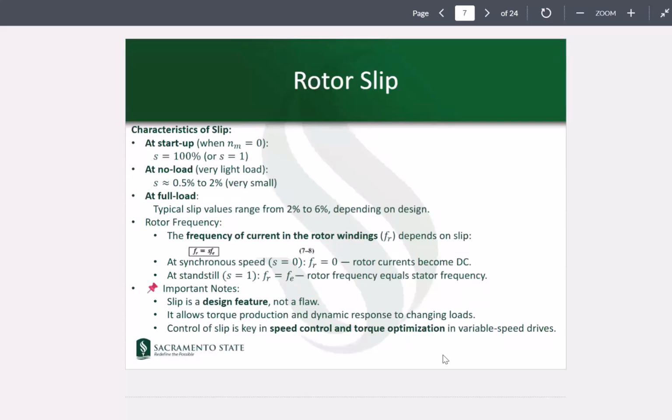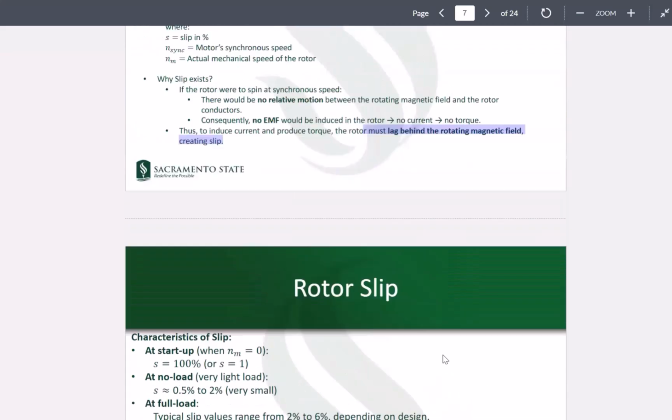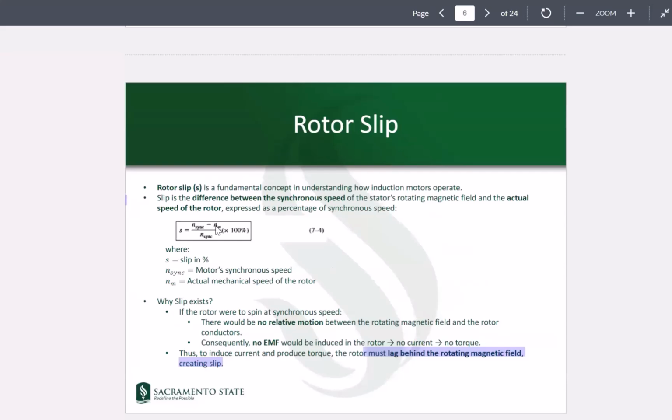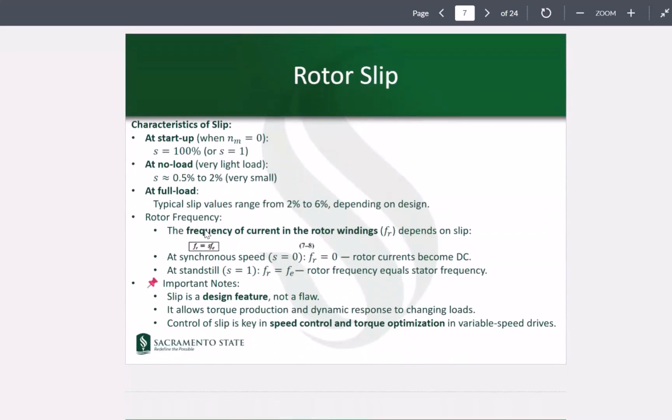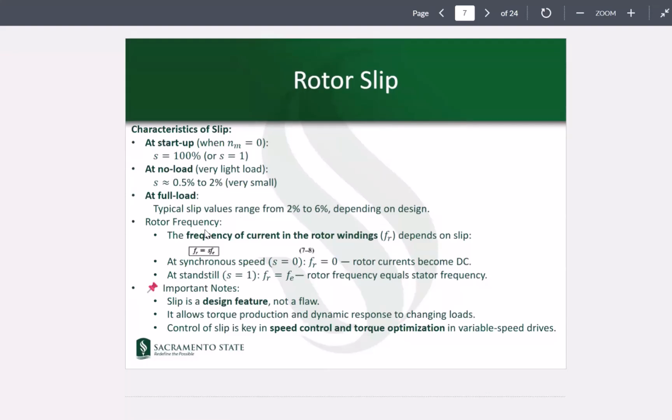All right, now let's look at the characteristics of slip. At startup, when there is no motion, obviously nm is 0, right? Under those circumstances, the slip would be 100% or 1. Let's go back here. If there is no motion, the slip would be 1, n sync over n sync. So we're talking about the two extremes. If the motion is such that it's equal to the synchronous speed, then obviously slip would be 0, right? Which we will never reach. That's the extreme.